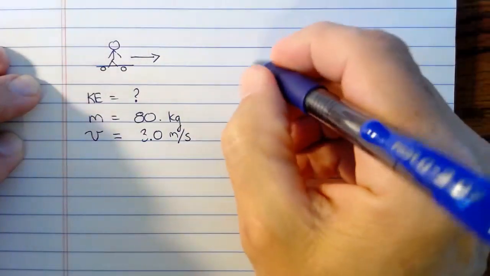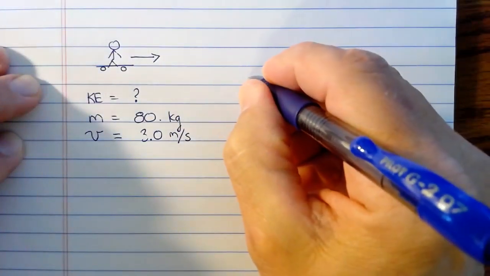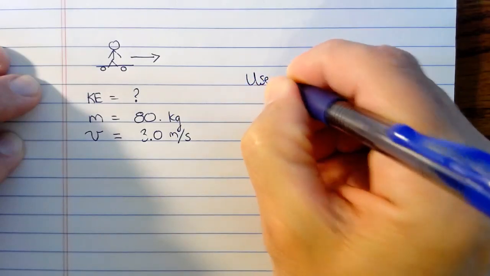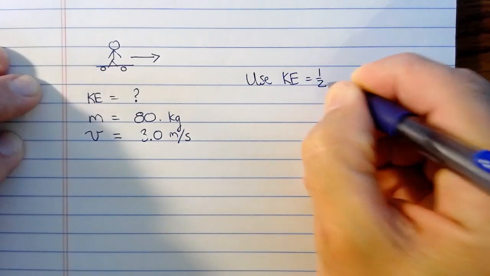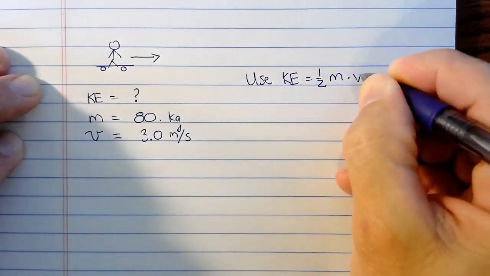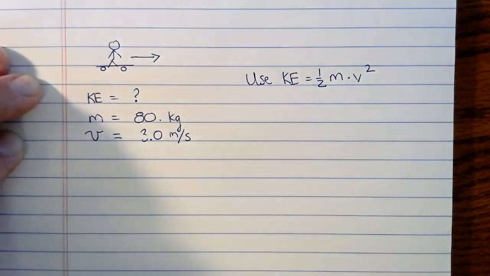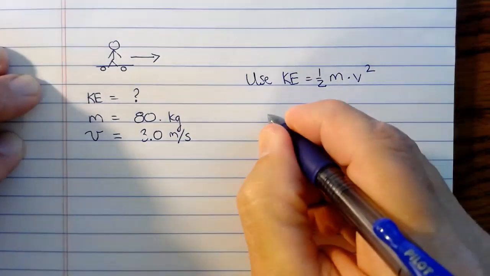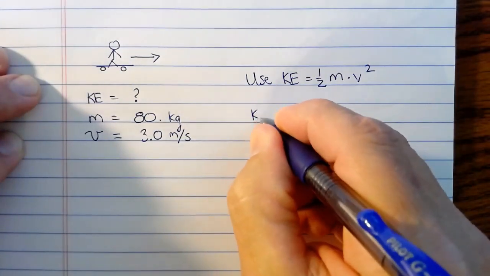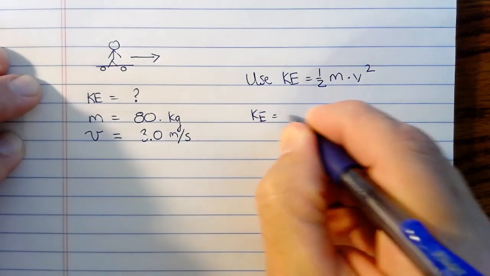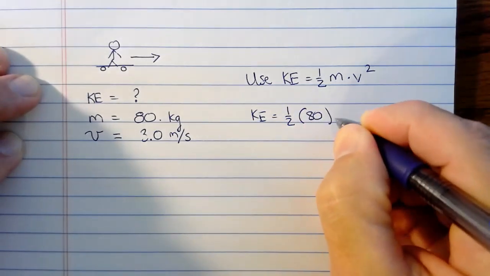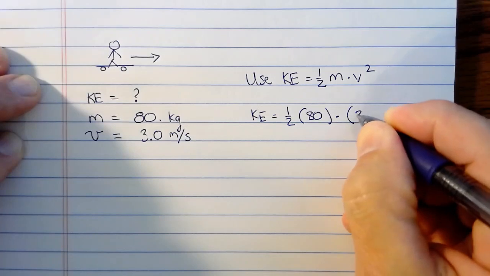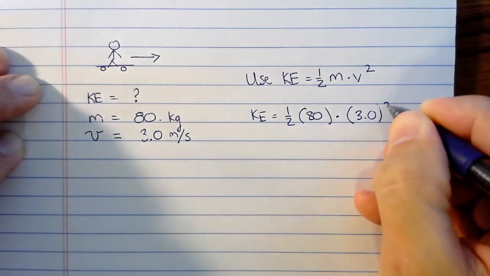Okay? So to solve this problem, we are simply going to use our equation, which says the kinetic energy equals 1/2 the mass times the velocity squared. I'm going to put in my numbers. So the kinetic energy is going to equal 1/2 of the mass, which is 80, times the velocity, which is 3.0 squared.